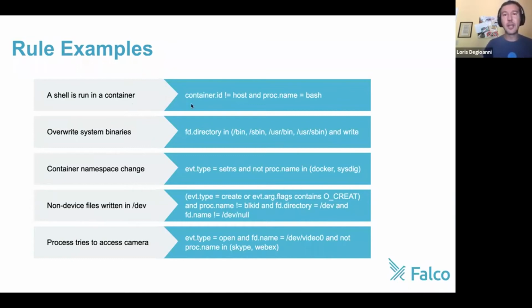Some examples. A shell is running in a container. The rule is container ID different from host and process name equal bash.